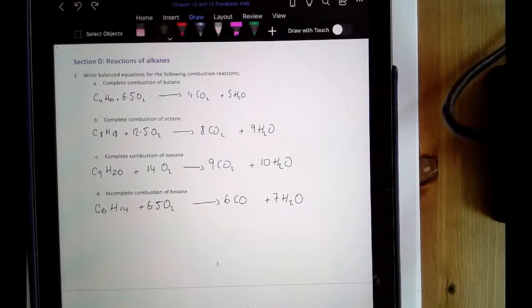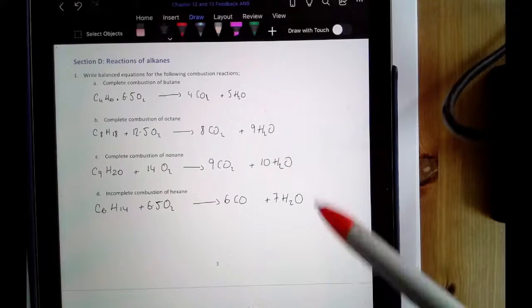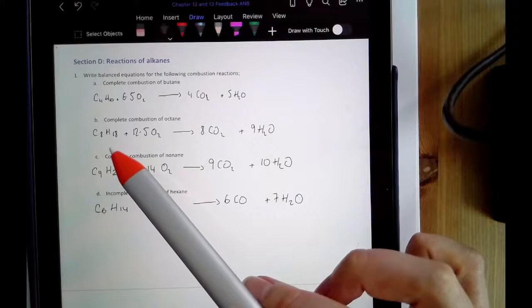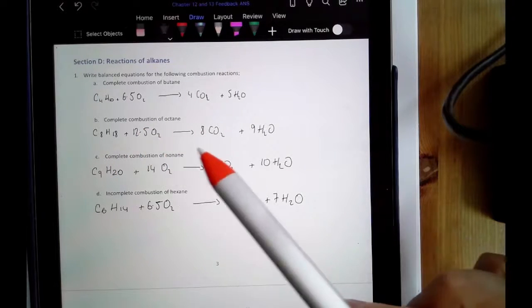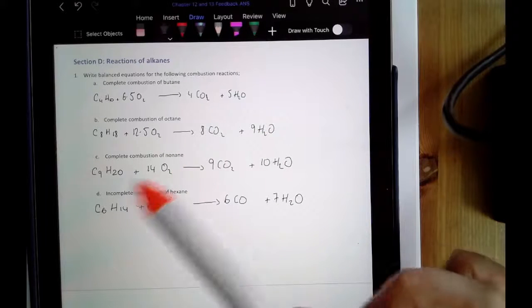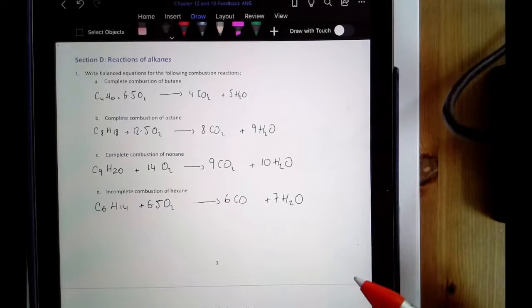Okay, so we'll start with the combustion reactions. Hopefully these were okay. Butane is C4H10, and it was complete combustion. You're forming CO2 and you are forming H2O. Octane, C8H18, again complete, so it's CO2 and H2O. And then nonane, that's 9 carbons, it's going to be C9H20, and again with complete you're forming CO2 and H2O. So it's just a matter of balancing.